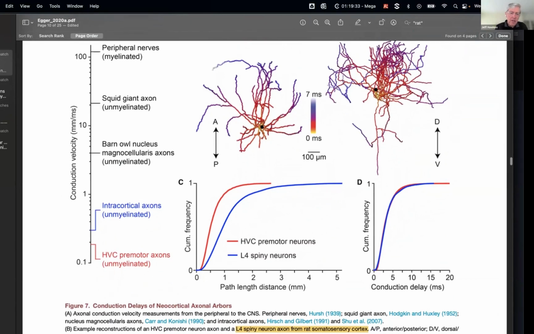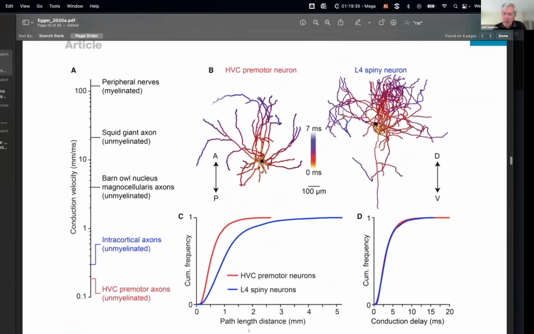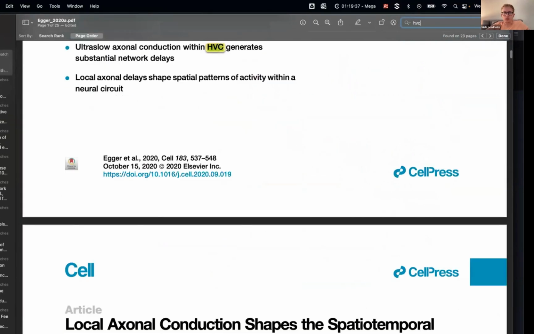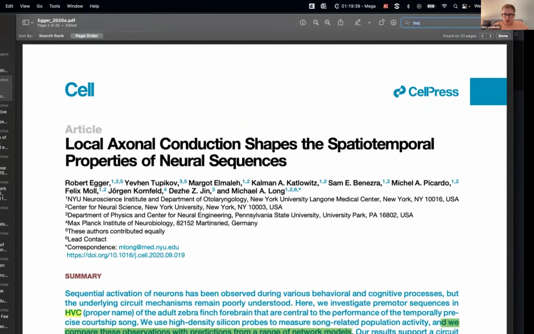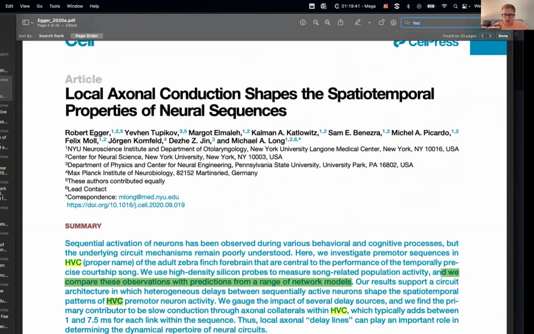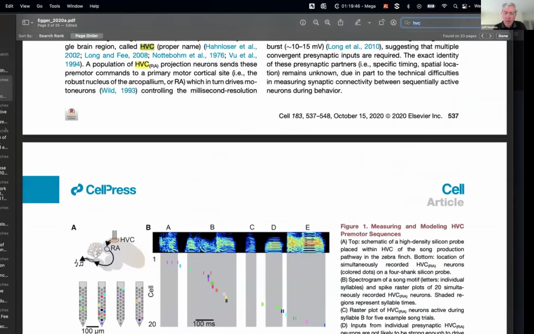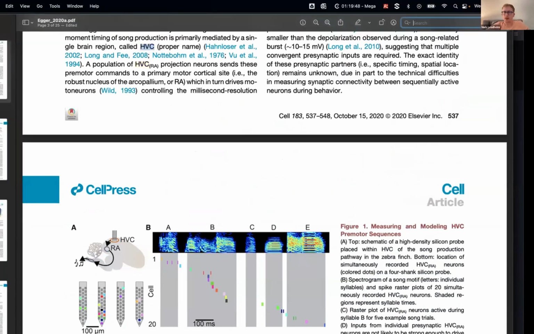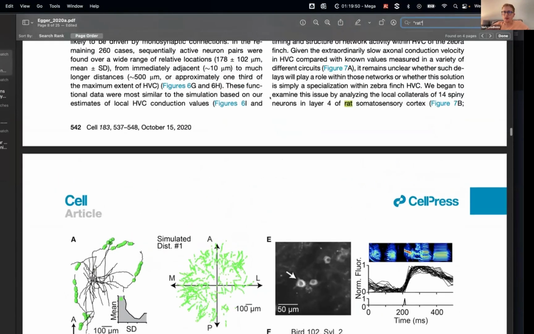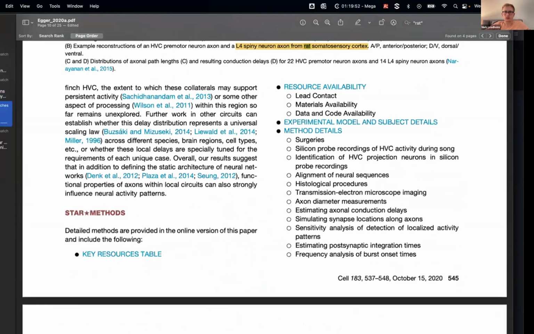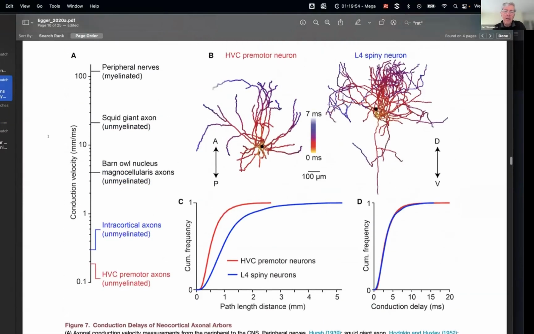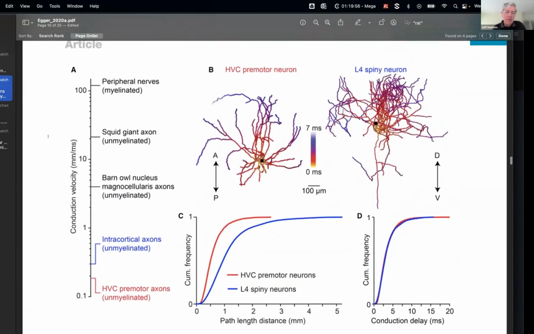What's HVC? I don't know what HVC is. Maybe the premotor. HVC was the bird part. Sorry, and then I think the somatosensory is the... Well, that chart, interesting. You go back to that. So they have something there that's less than point... It's less than 0.2, right?